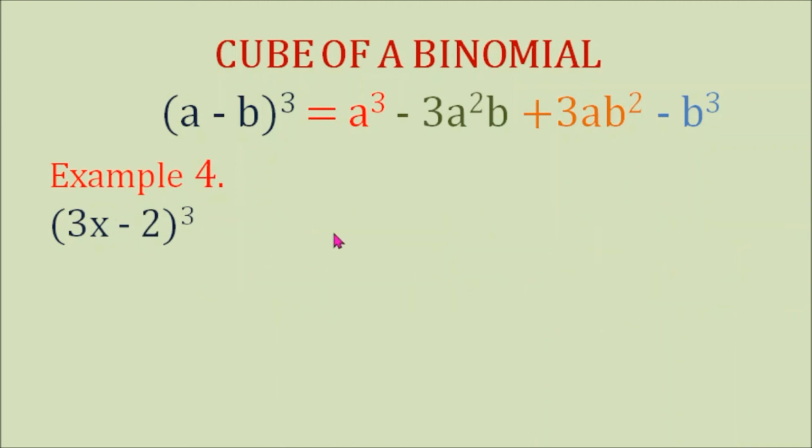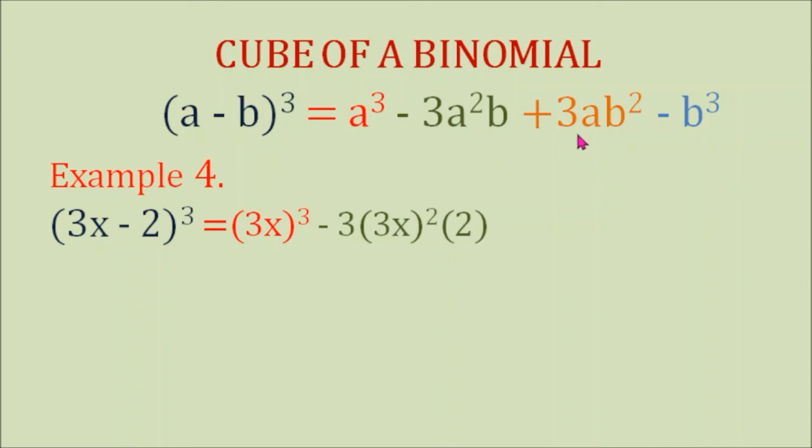Example number 4. The quantity 3x minus 2 cubed. Our first term is the cube of a. So this is our a, that means the quantity 3x cubed. Then minus 3a squared b. So minus 3, our a here is 3x, so the quantity 3x squared. Then our b here is 2, so times 2.